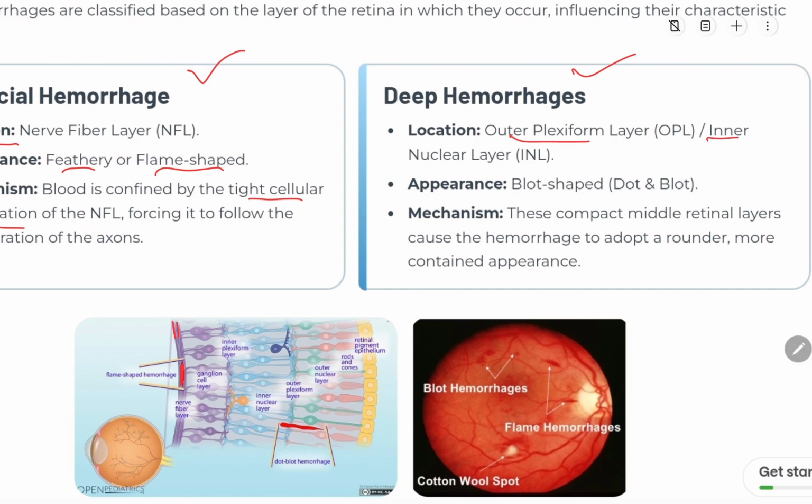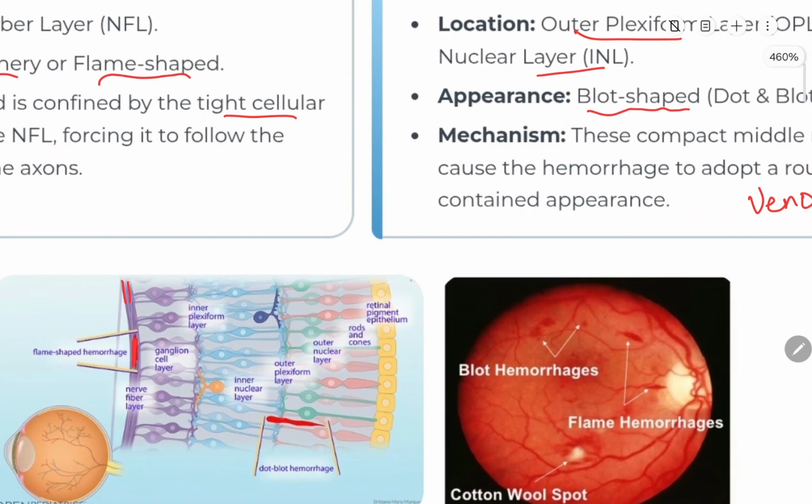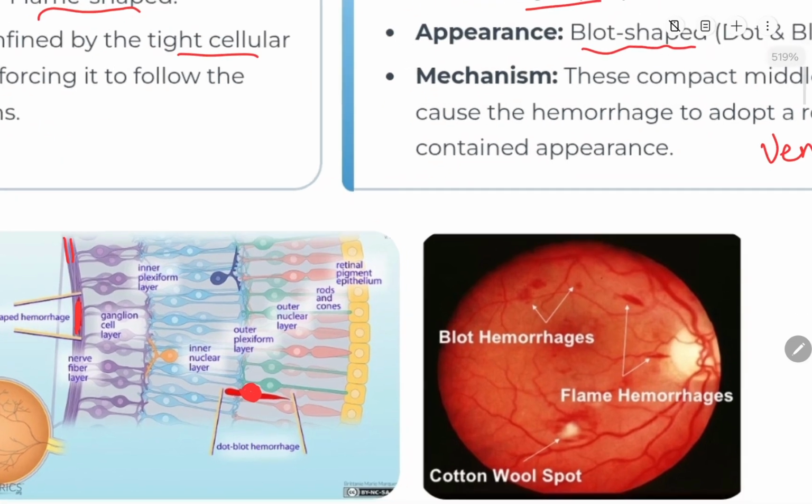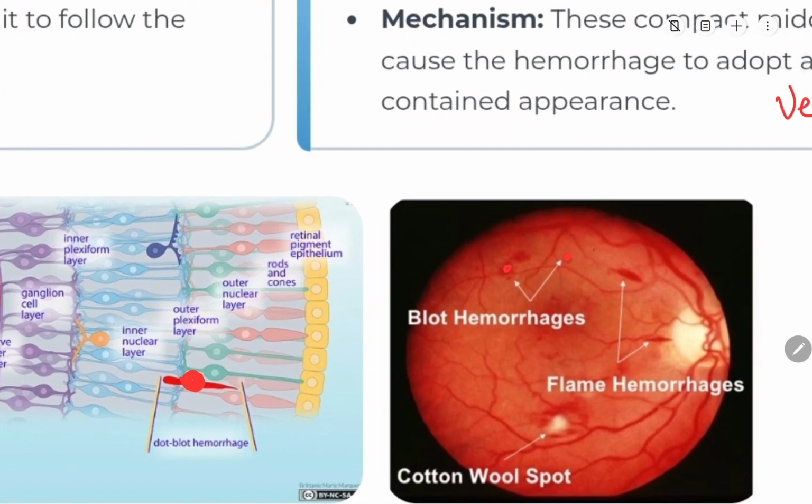The other is deep hemorrhage. They are present between the outer plexiform and inner nuclear layer. They appear as blot shaped, and their origin is venous. They are compact between the middle layer, as you can see. So they will keep on going and they will form this round one, not this, which is feathery in shape. You can see in this picture also, these are blot hemorrhages, and these are long feathery superficial flame hemorrhages.